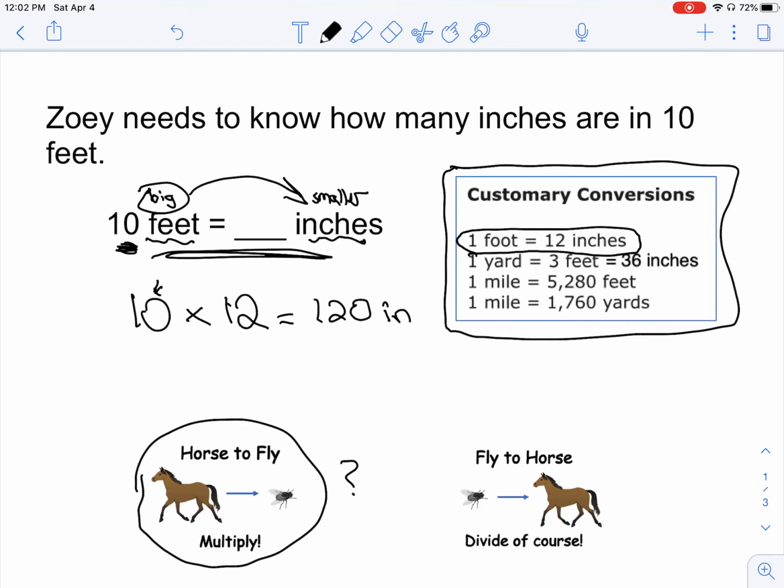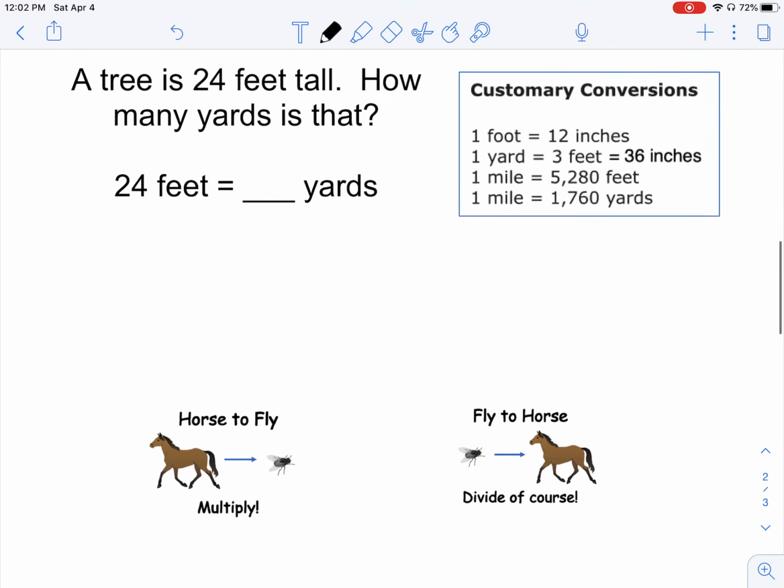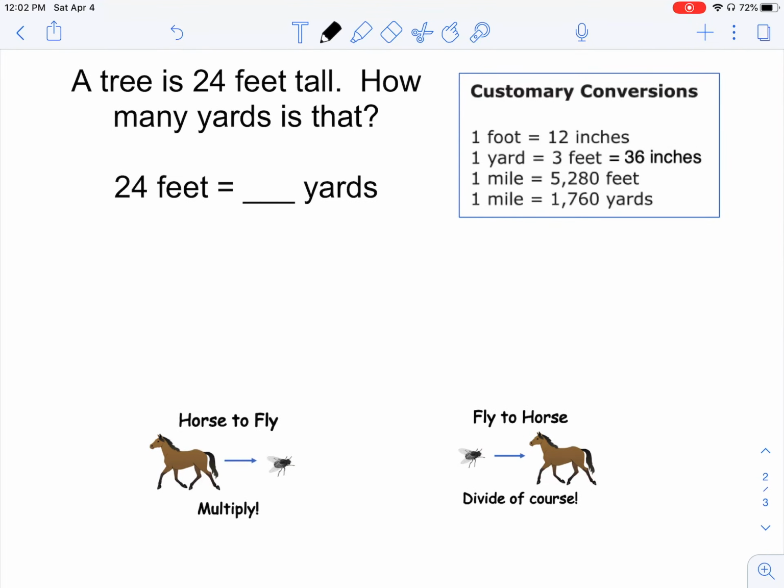Okay, let's take a look at another one. A tree is 24 feet tall. How many yards is that? Okay, so I have feet, and I'm trying to find out how many yards that is. Feet are smaller, and yards are bigger. Okay, I have the feet, I don't know the yards. I need to go from feet to yards.